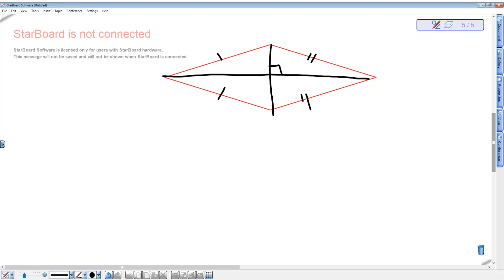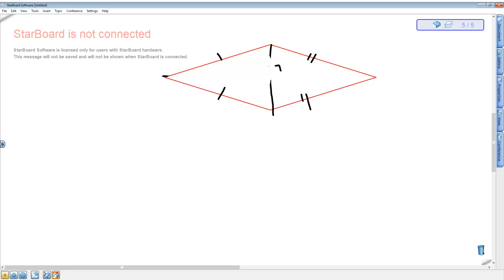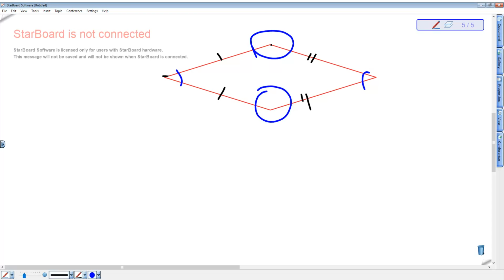However, there's a thing about a kite. Let me erase all of these. Two sides will be the same and the other two sides will be the same. However, in a kite, only two angles will be the same. So if these two angles are congruent, then this one and this one are not congruent. And similarly, if I do it the opposite way, if this angle and this angle are congruent, then these are not congruent. And that's the major thing about a kite.